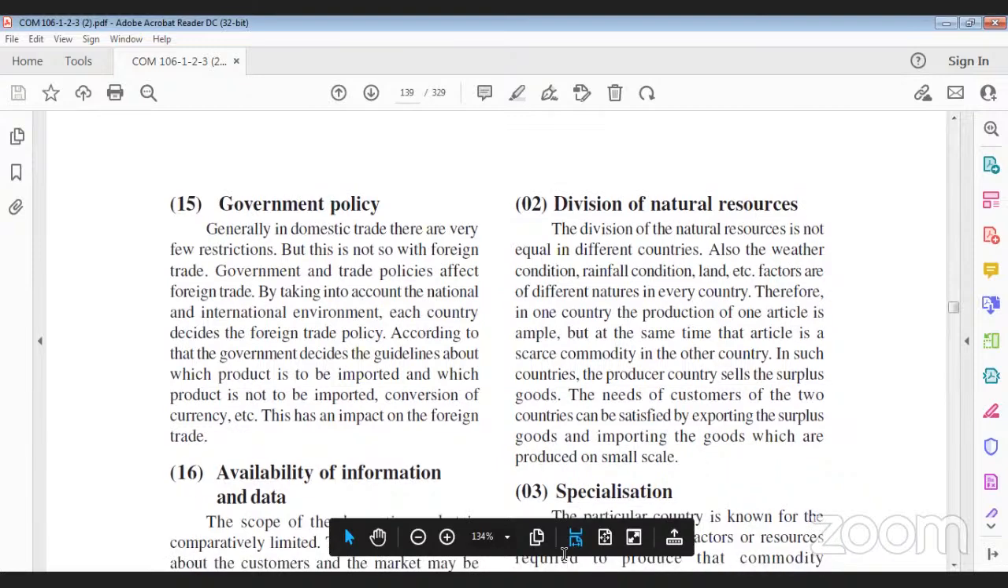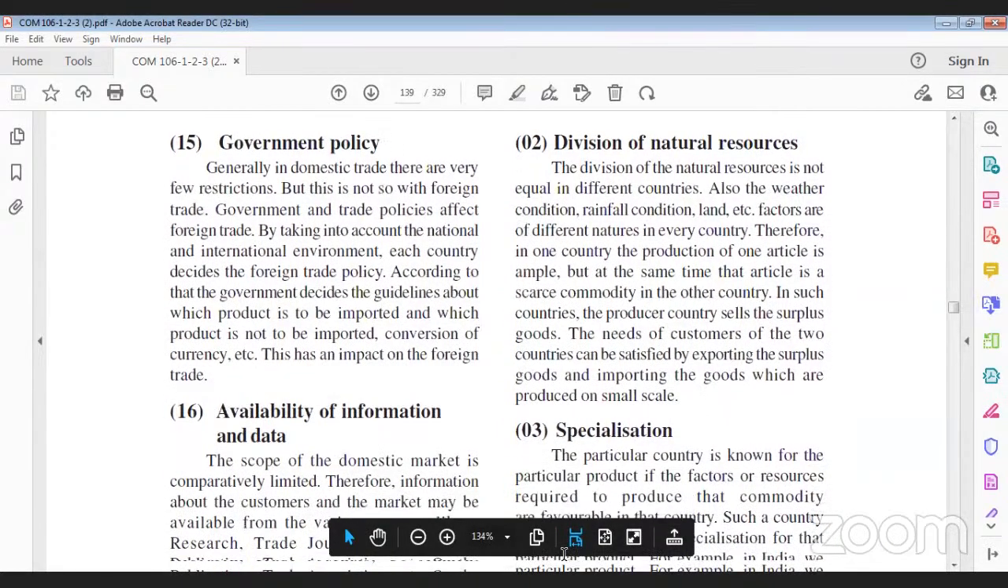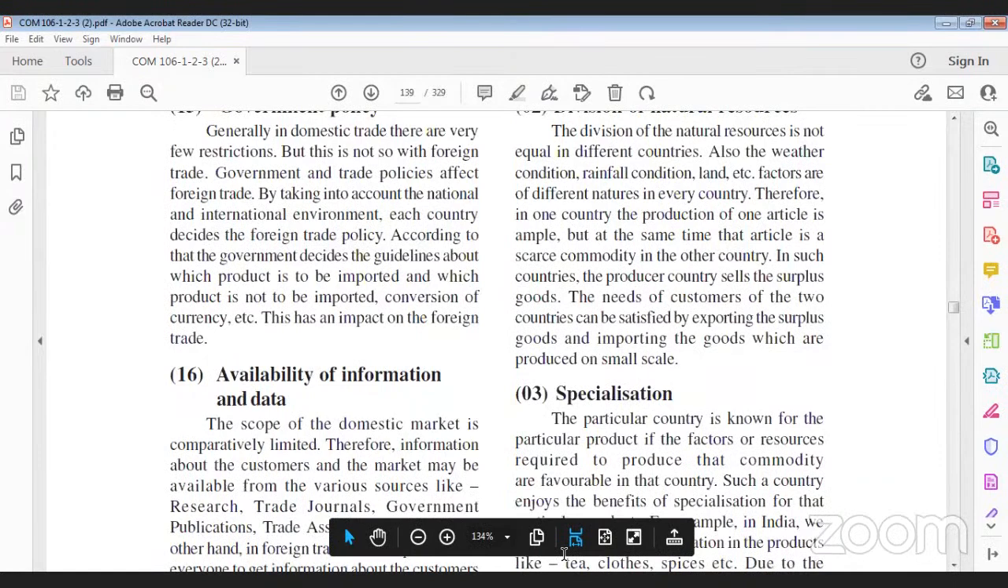The third point of these reasons is specialization. A particular country is known for a particular product if the factors and reasons required to produce that commodity are favorable in that country. Just like here in India, we get the benefit of specialization in products like tea, clothes and spices. Due to this, with foreign trade, more and more specialization takes place.